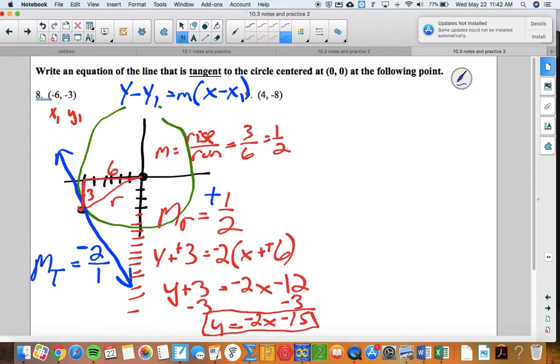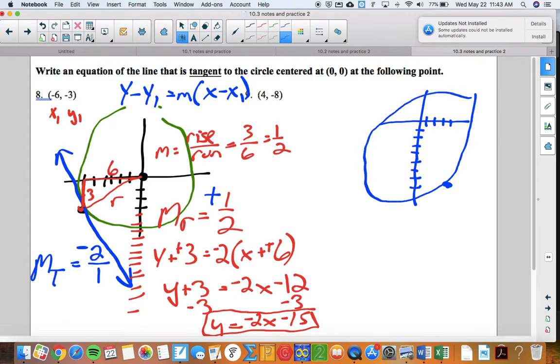Let's make a good sketch of number 9. So we need a tangent line of the circle that goes through the point 4, -8, and the tangent line hits the circle and is tangent at that point. Oh, not the best circle ever. Wow, that's really bad. That's super bad.